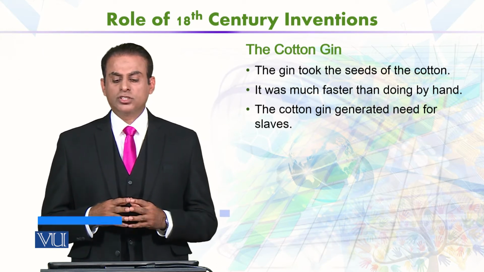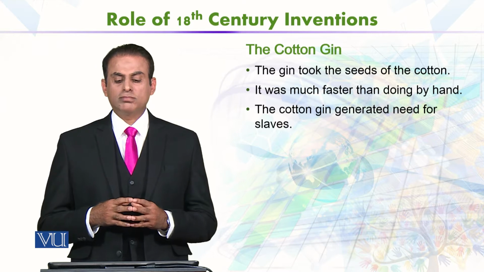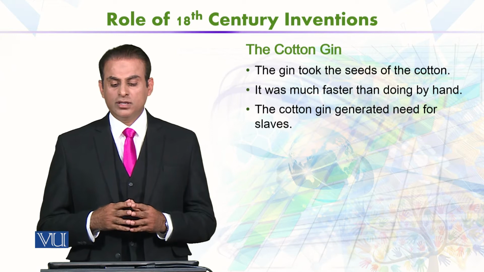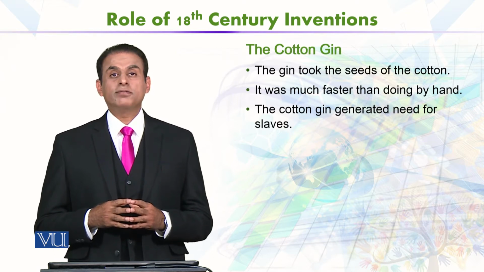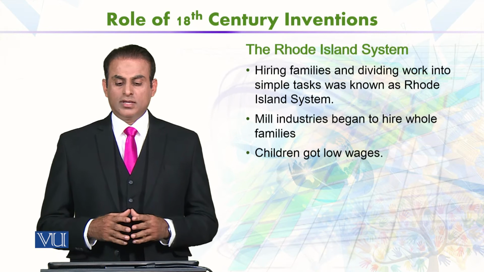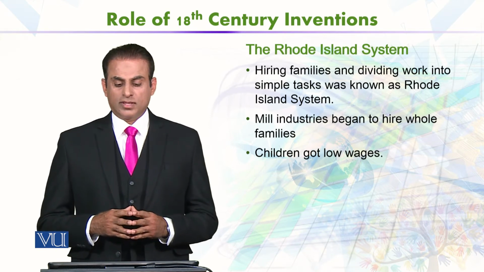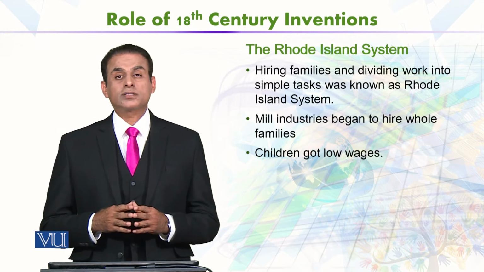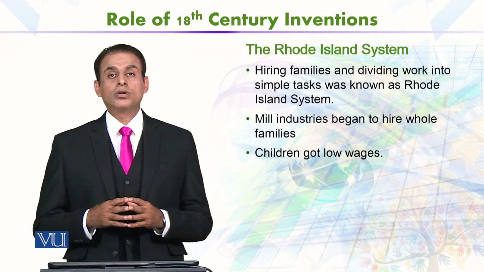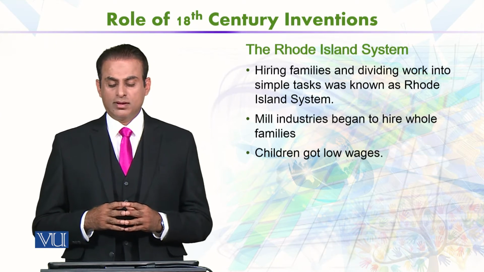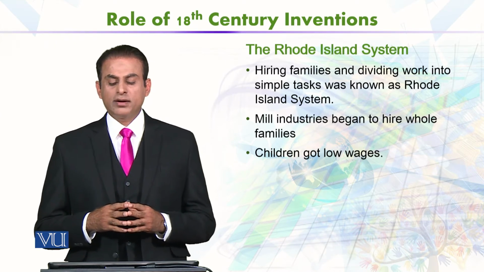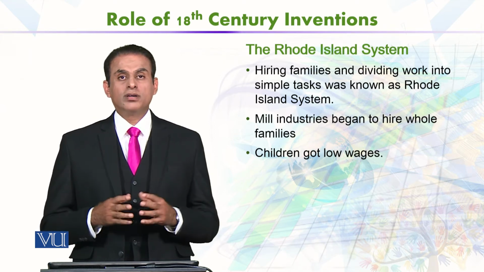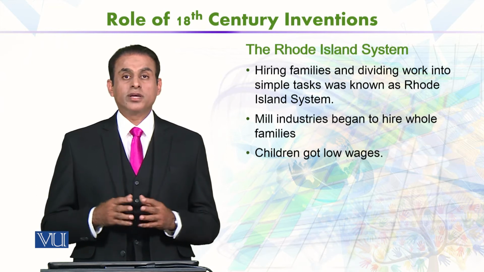The gin took the seeds out of the cotton. It was much faster than doing it by hand. The cotton gin generated a need for slaves. Hiring families and dividing work into simple tasks was known as the Rhode Island system. Mill industries began to hire whole families, and children were being given low wages considering their ages.